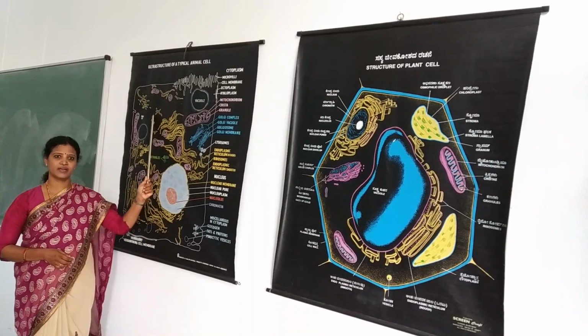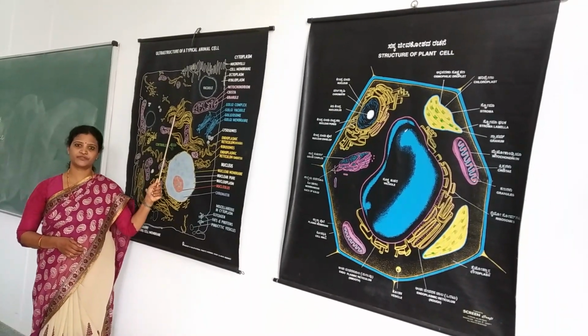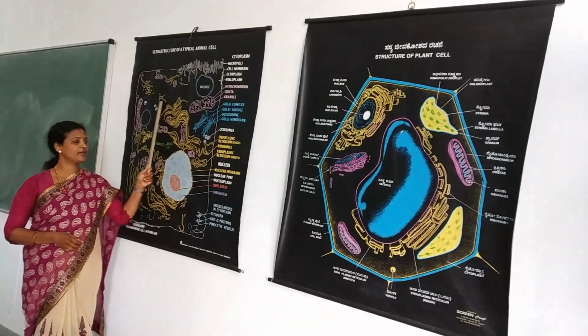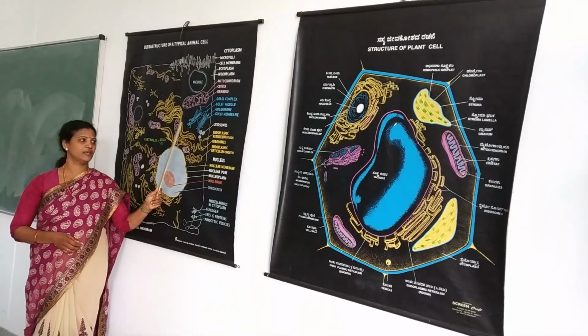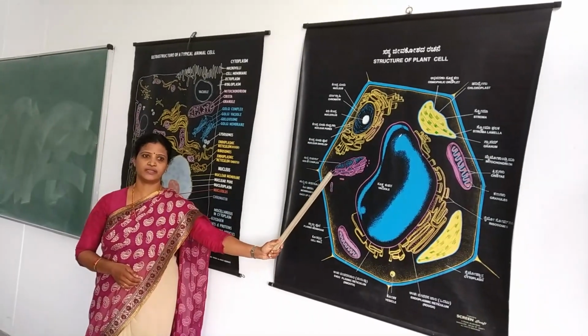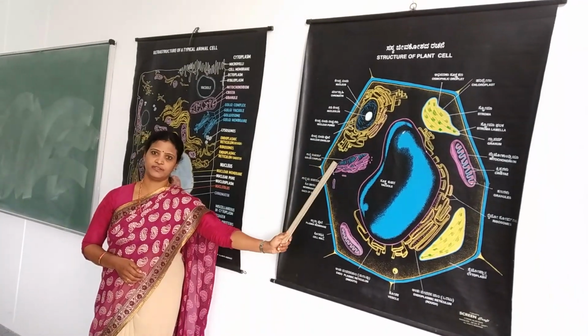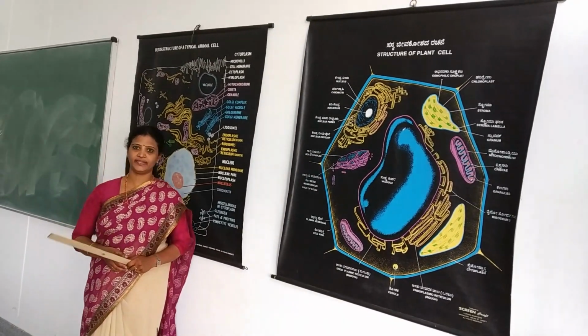Cell organelles are like our organs in the body for the cell to perform various functions. These are microscopic structures, very active and functional in the cell. In both the cells, we have cell organelles. Let us observe a few slides and know the structure of cell in detail.